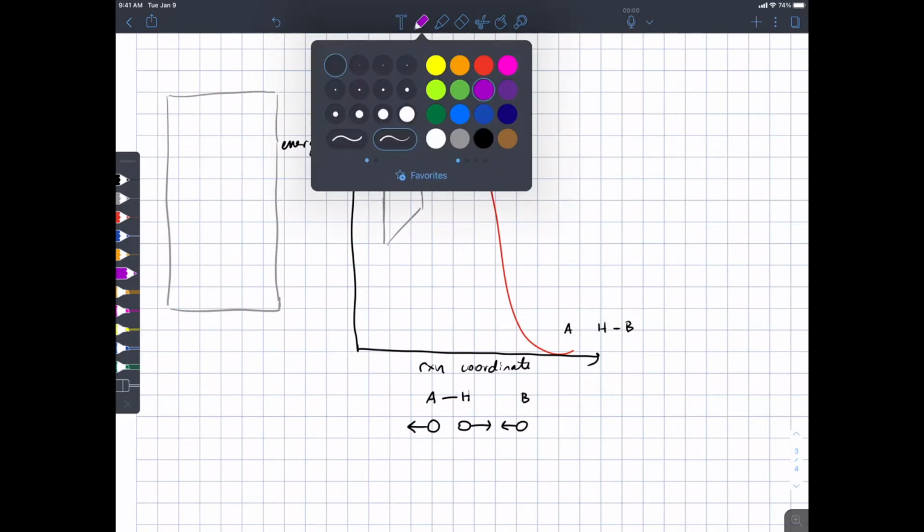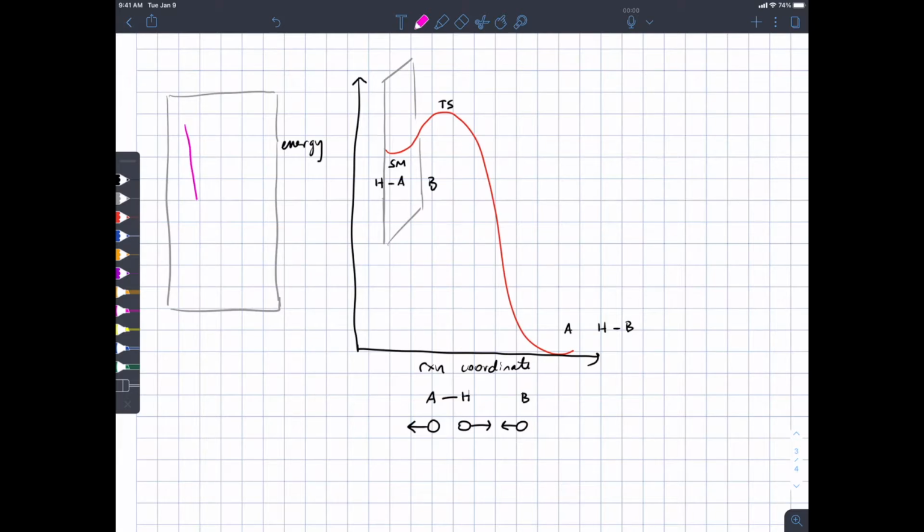I don't know what we should use. Pink for the potential energy well at the starting material. Okay, so from our perspective, this is not the reaction coordinate. It's some other kind of vibration that doesn't lead to the reaction. An example might be this particular vibrational mode where hydrogen's in the middle, B is here, A is here, and we're going in that direction, which happens too.